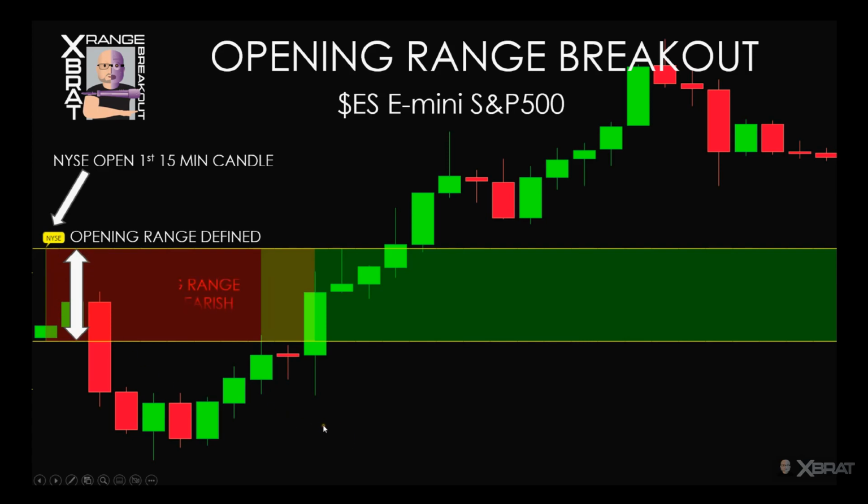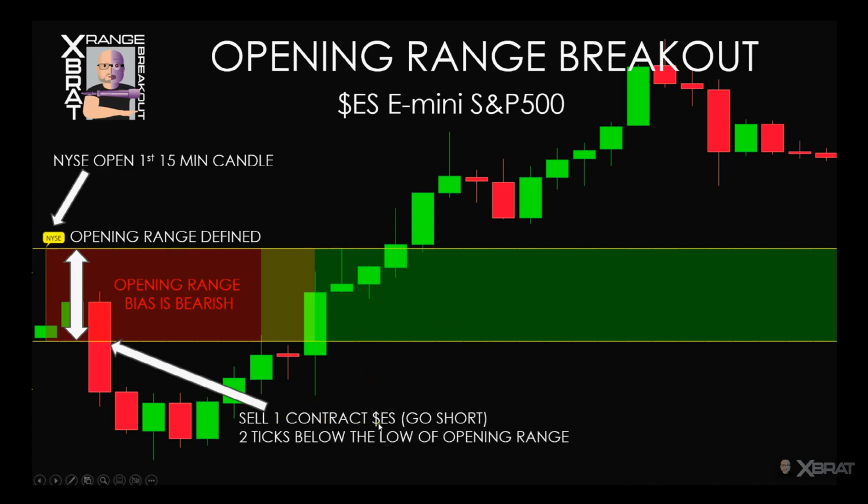But it's also very important to understand the opening bias of the range. In this case it's coloured in red by the software, so it's bearish, so we're only looking for a short trade here, to sell, because we've defined a range and the bias is red, so the likelihood of a good trade is down. So then we look to sell one contract of ES, go short, 2 ticks below the opening range. We want to make sure it passes that start line, if you like, and we go short.